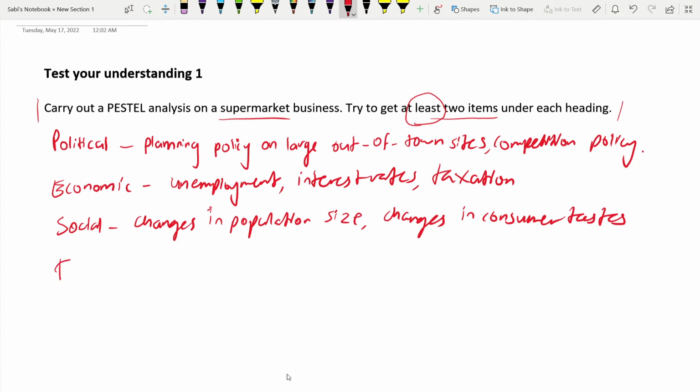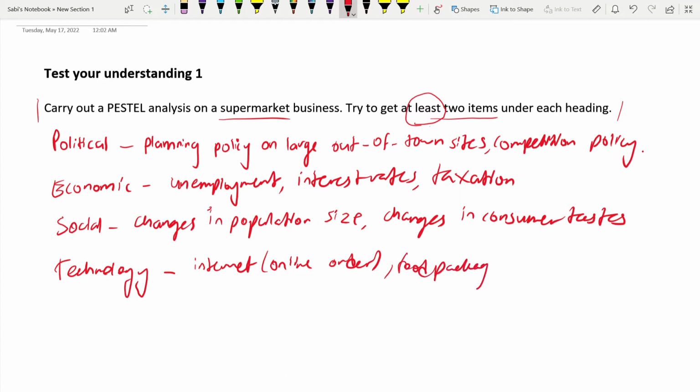Now technology, the internet. We all know, online ordering versus having shops, and it will also affect the stores and all, right? So internet, online ordering, or online shopping. Food packaging technology is there, so that you don't need staff to package your food. There are technologies in place which will pack your food, and then we have some sophisticated just in time systems right now, right? Those things.